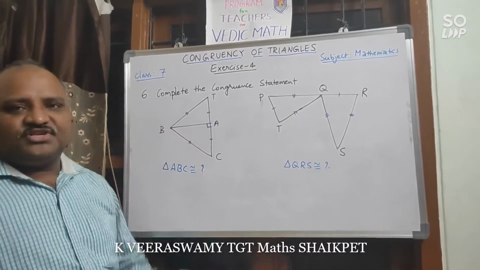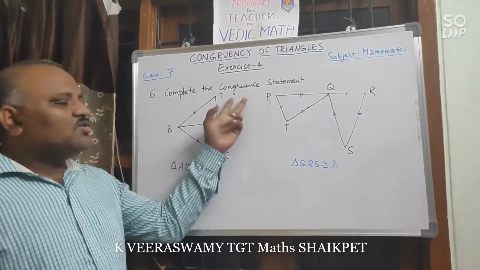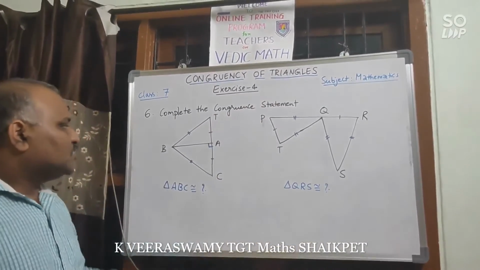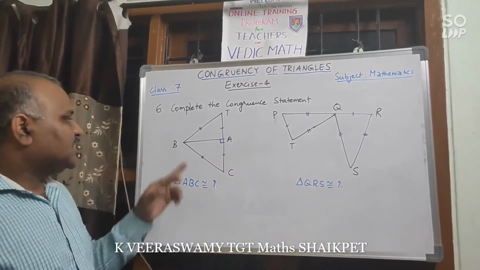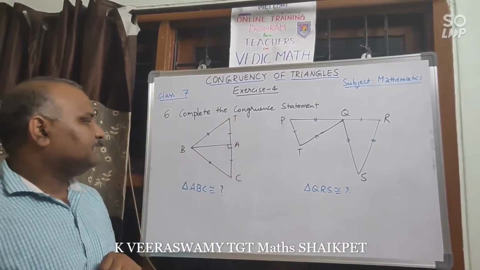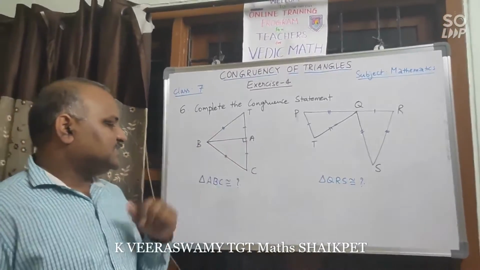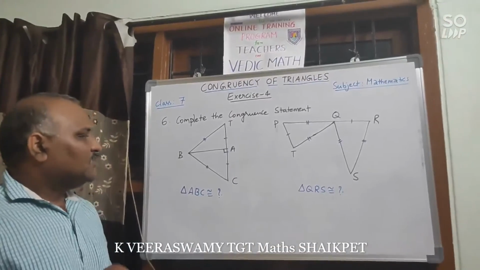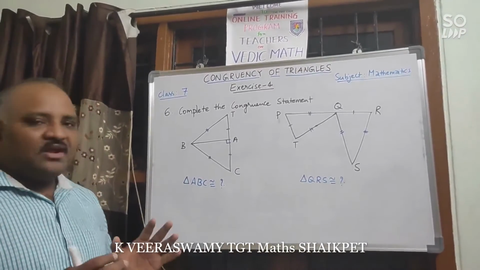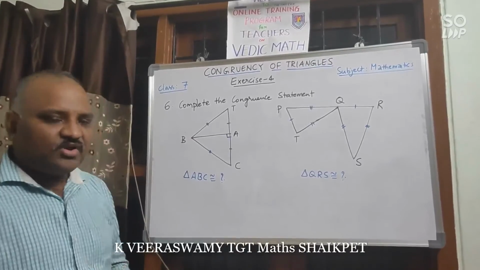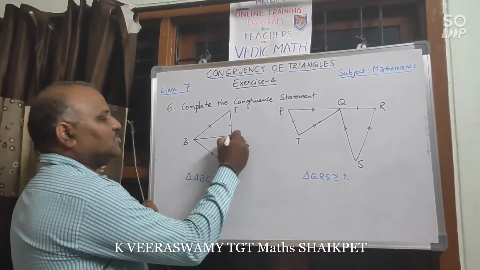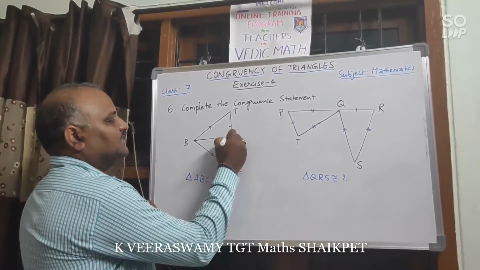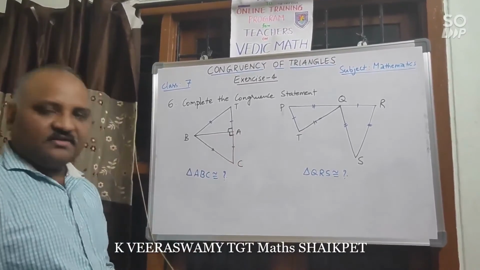This is 6th question. Complete the congruence statement here. So here we have in the figure two triangles, that is BAT and BAC. Okay, we need to identify which triangle is congruent to triangle ABC here. Here, as we know that this is right angle, this also can be a right angle.